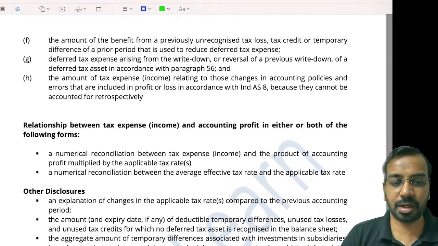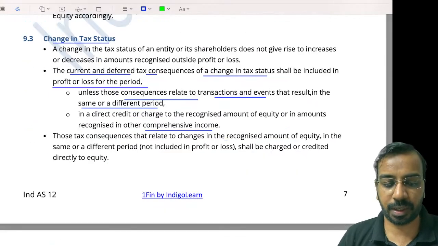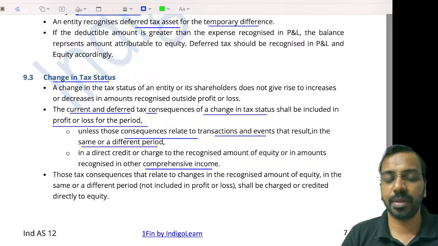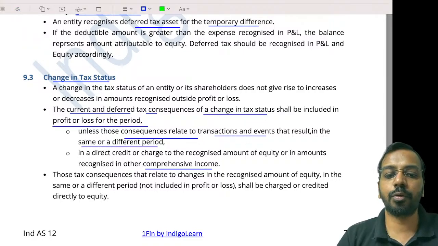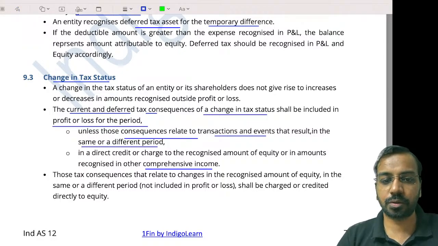So these are various disclosures that you are required to do. So this covers the basic aspect of your deferred tax asset and deferred tax liability. Now what we'll do is we will take a few questions for our understanding. Any questions on this so far?